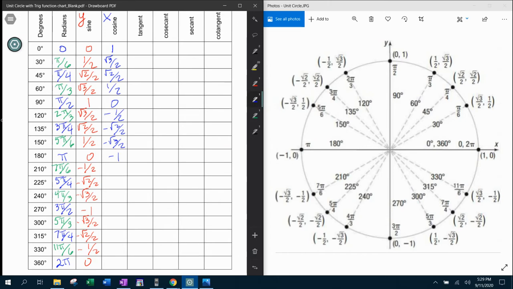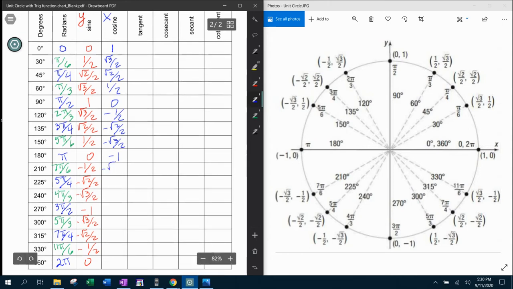Again, cosine, grabbing the x coordinate as we go around the unit circle. Negative square root of 3 over 2, negative square root of 2 over 2, negative 1/2, and 0. And here we go. Last but not least, fourth quadrant, 1/2, square root of 2 over 2, square root of 3 over 2, and back at 1.